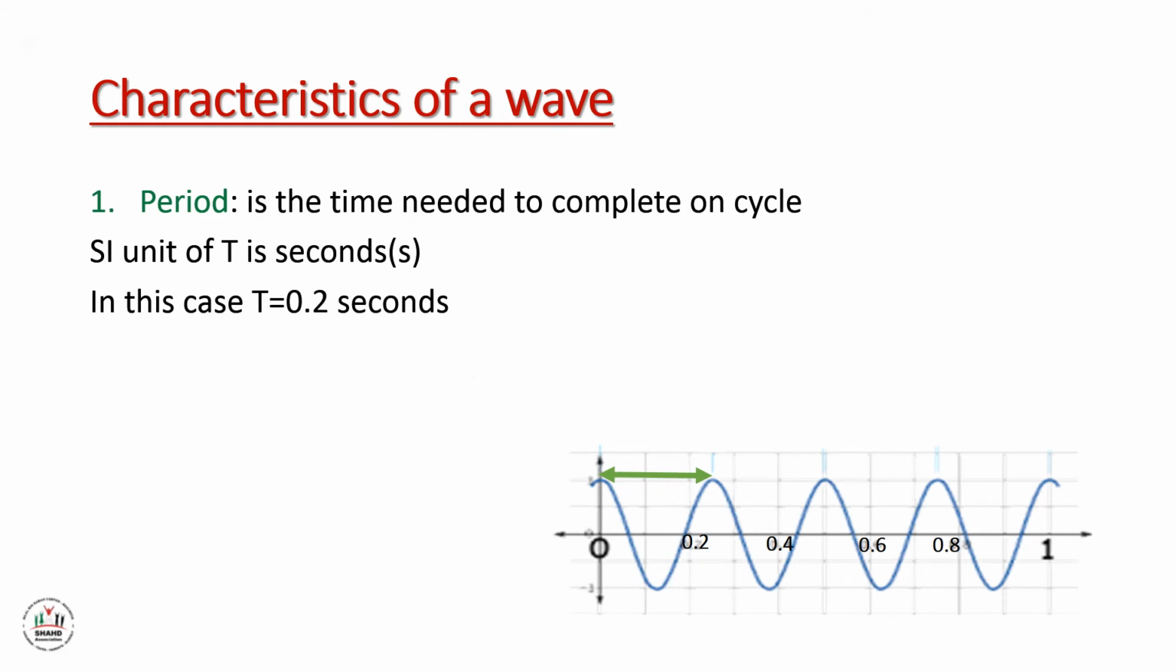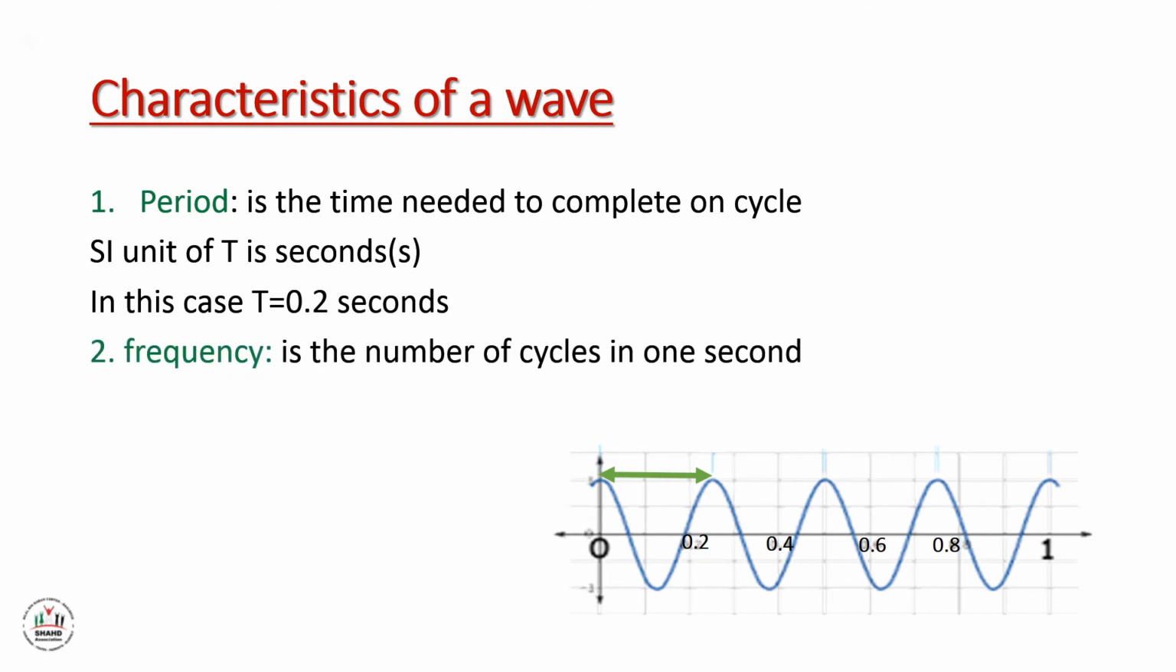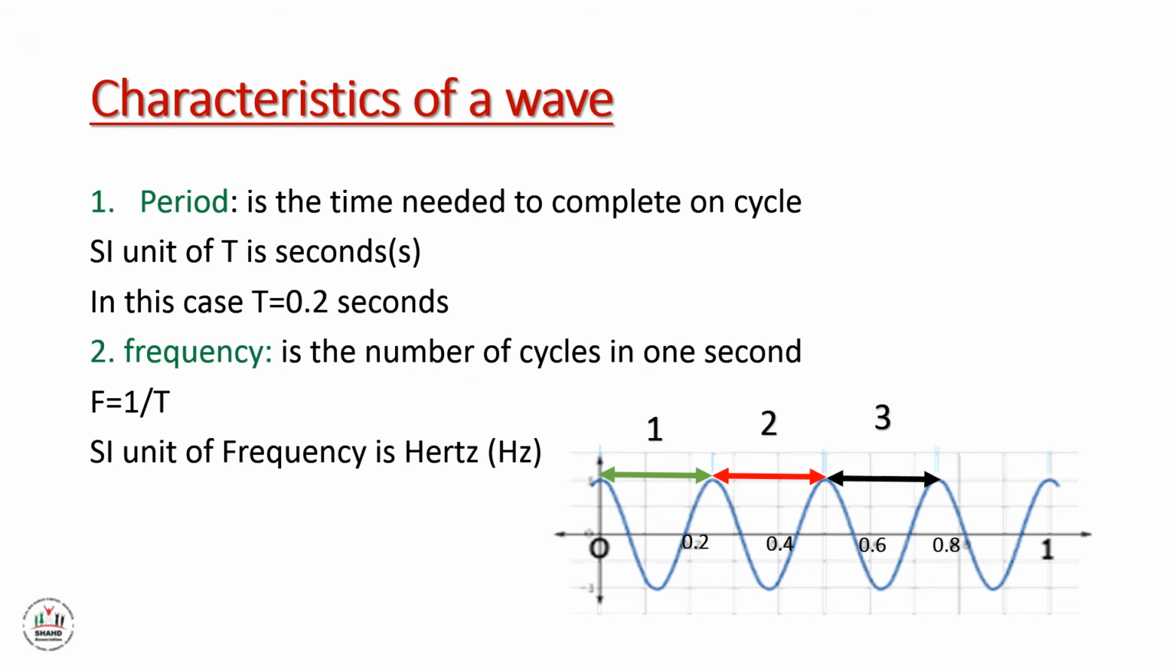The second one is called the frequency. The frequency is the number of cycles in 1 second. It has a rule as 1 divided by the period. Its SI unit is Hertz. Let's see in this wave how many cycles we have. 1, 2, 3, 4. So the frequency is 4 Hertz.